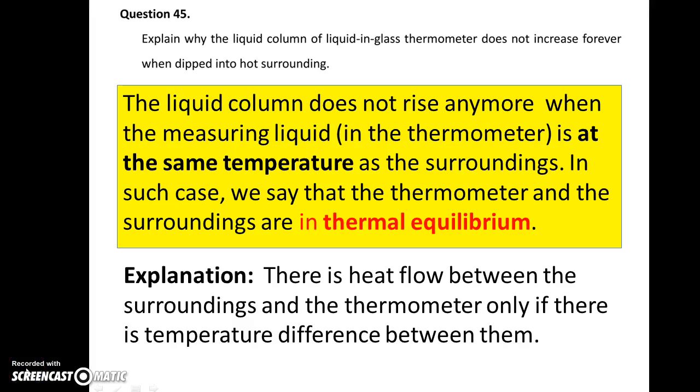Question 45. Why does the liquid column of a liquid in glass thermometer not increase in length forever when it is in hot surroundings? The liquid column does not rise anymore when the liquid is at the same temperature as the surroundings. In such a case, we say that they are in thermal equilibrium, so that there is no more heat flow from the surroundings to the thermometer.